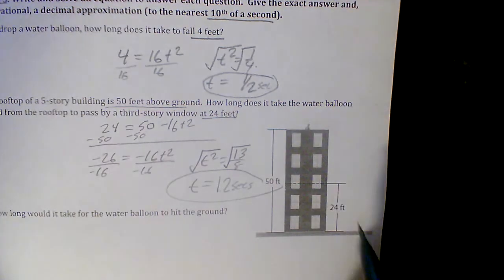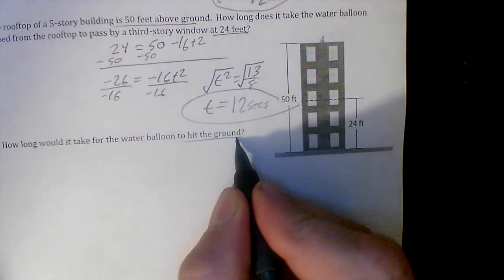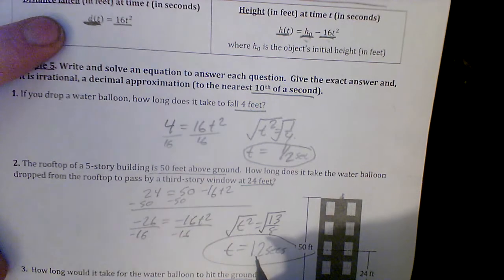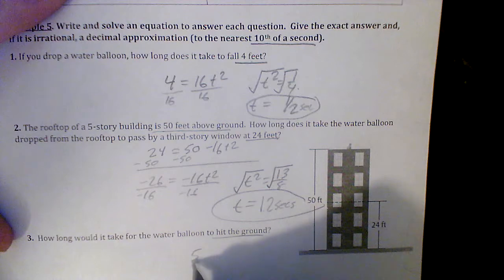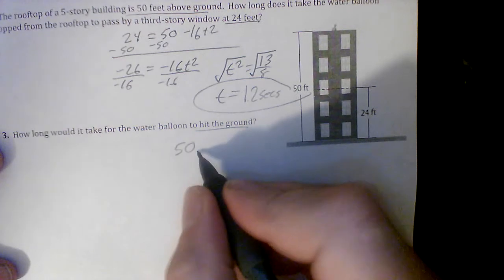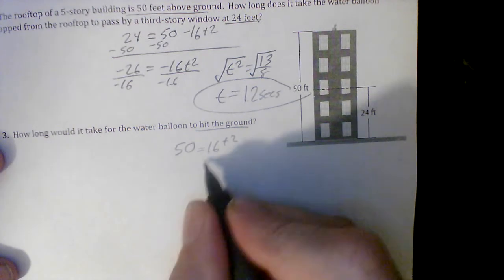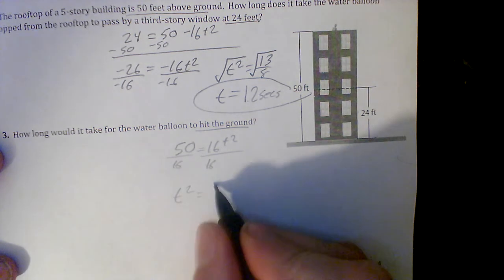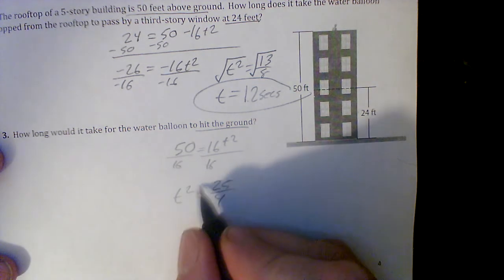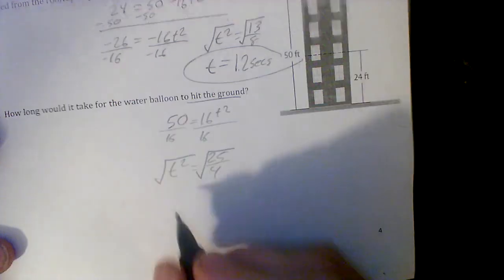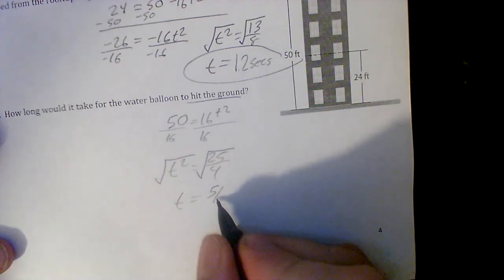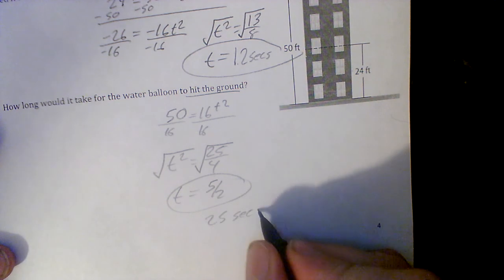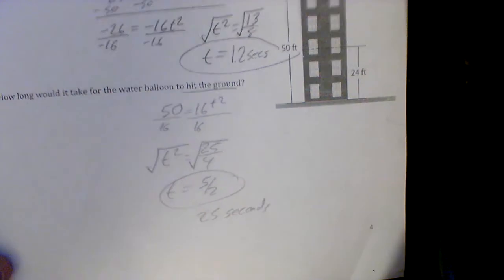Alright. How long would it take for the water balloon to hit the ground? Well, from 50 feet, I could use this formula again. How long does it take for it to travel 50 feet to the ground? 50 equals 16t squared. We divide by 16. That gives me t squared equals 25/4. If I reduce, this isn't too bad. Square root, I've got t equals 5/2, which should be about 2.5 seconds. Again, I am not putting the negative answers down because we can't travel back in time.